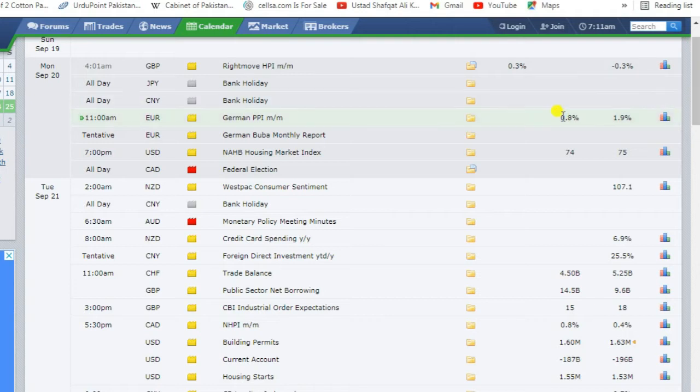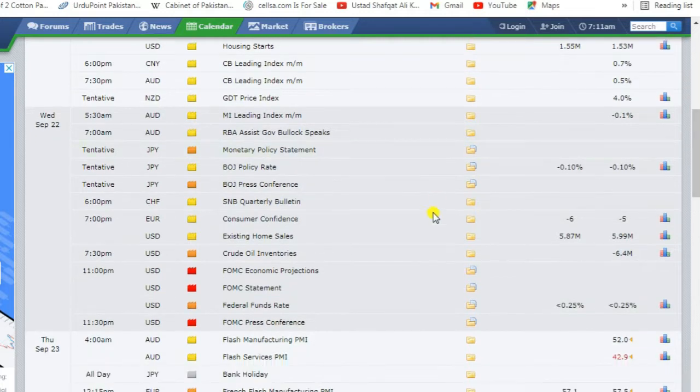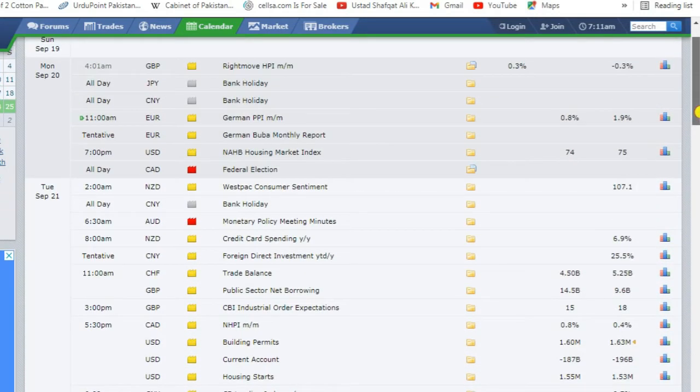On Monday we don't have any strong news. On the next day, there is an important news, the federal election. And on Tuesday we don't have any strong news, but on Wednesday we have very huge data, the FOMC press conference, which would clearly tell us the market position, especially for gold, which will identify gold properly.